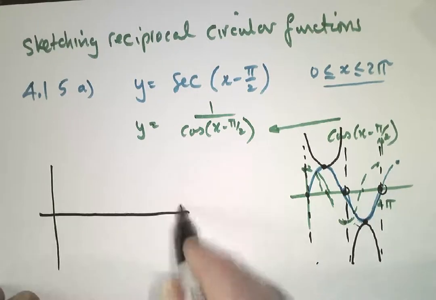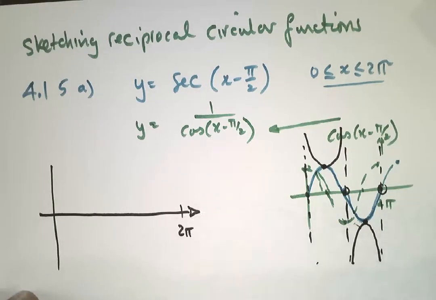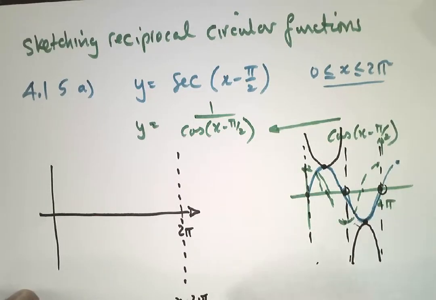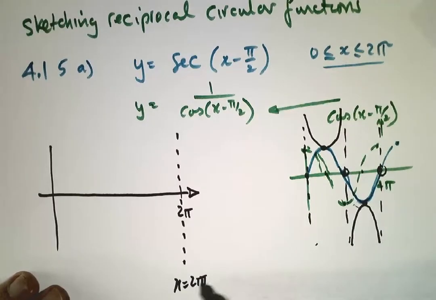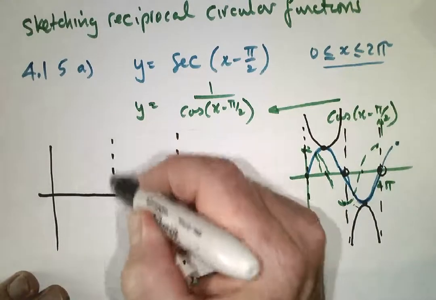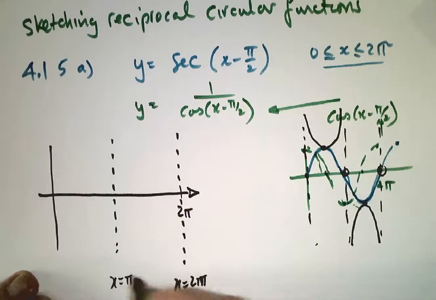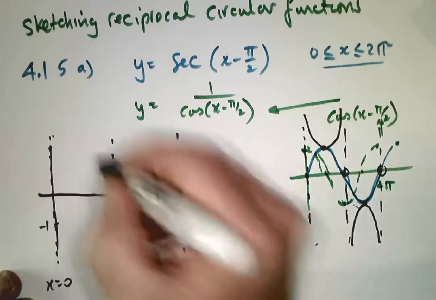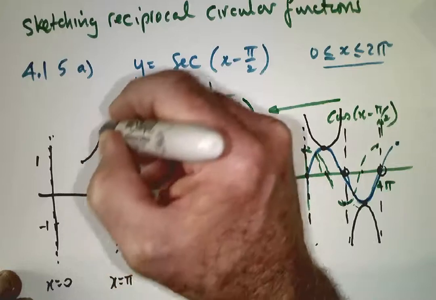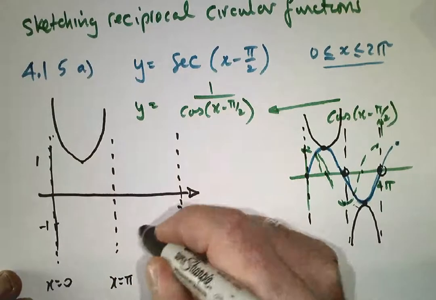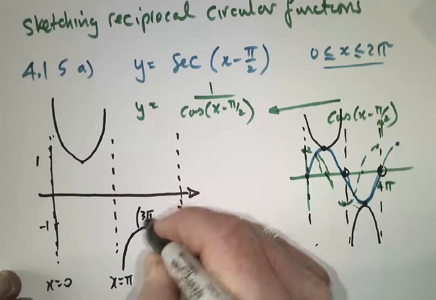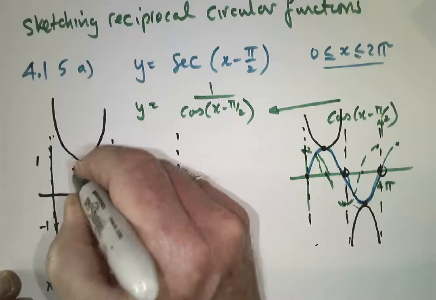If I'm sketching it from 0 to 2 pi, I'm going to have an asymptote at x equals 2 pi. I'm going to have an asymptote at x equals pi, and I'll have an asymptote at x equals 0. And this is going to go through there at negative 1 and there at 1. It's going to look like this. Well, that's going to be 3 pi on 2 and negative 1. That's going to be pi on 2 and 1.